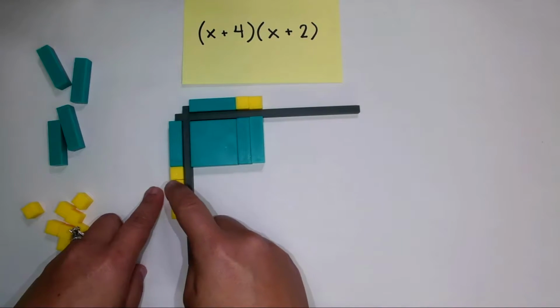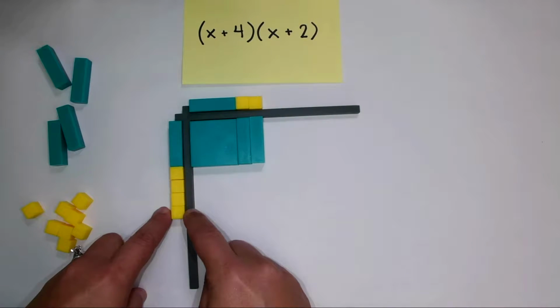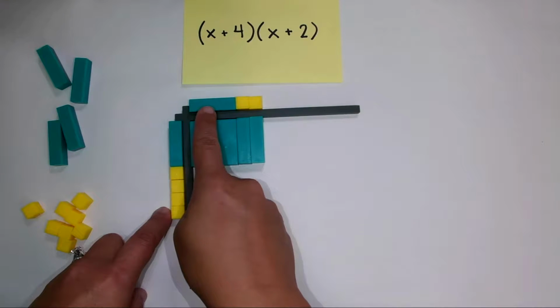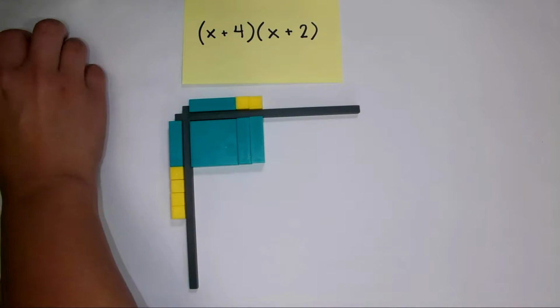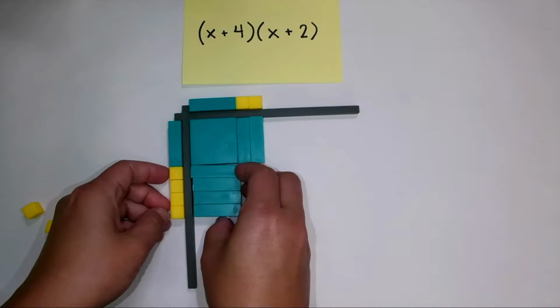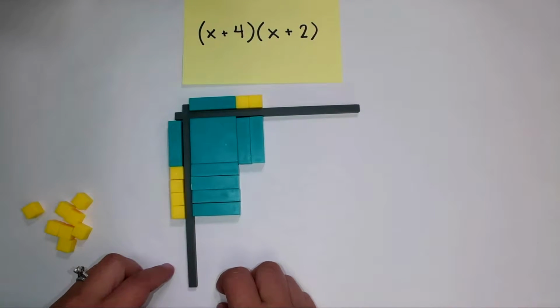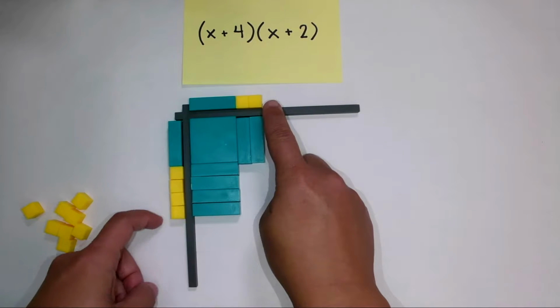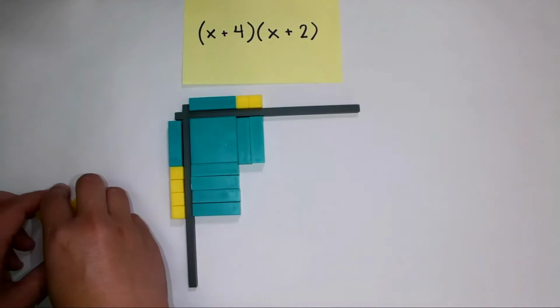Now, coming over here, we're going to multiply these 4 integer constants by this x, which will be 4x. And then lastly, we look at these integer constants. We have 4 times 2, which is 8.